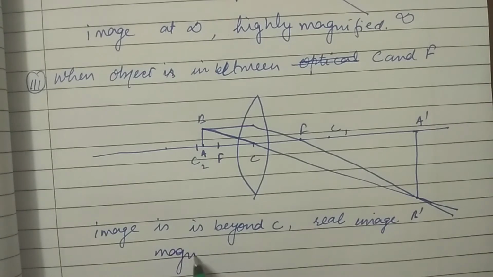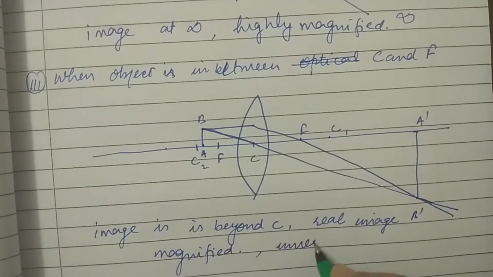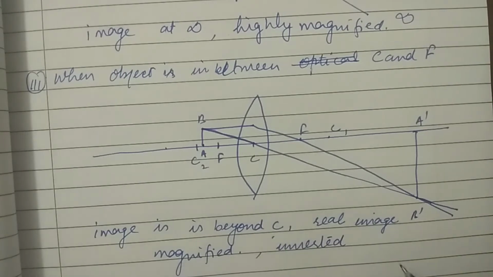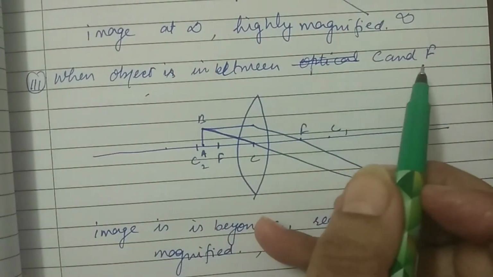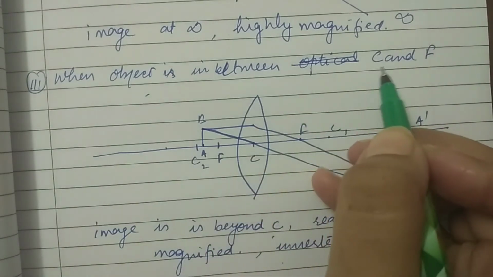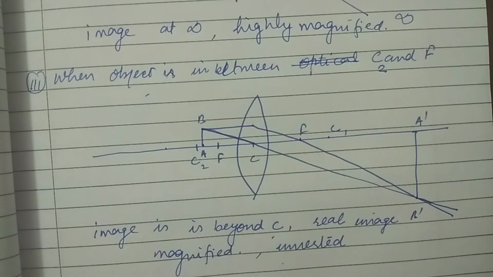Magnified and inverted because it is being formed on the other side of the principal axis. So these are the properties of the image when the object is in between C and F. C is basically C2 here, C2 and F. So here you have got this image A dash B dash.